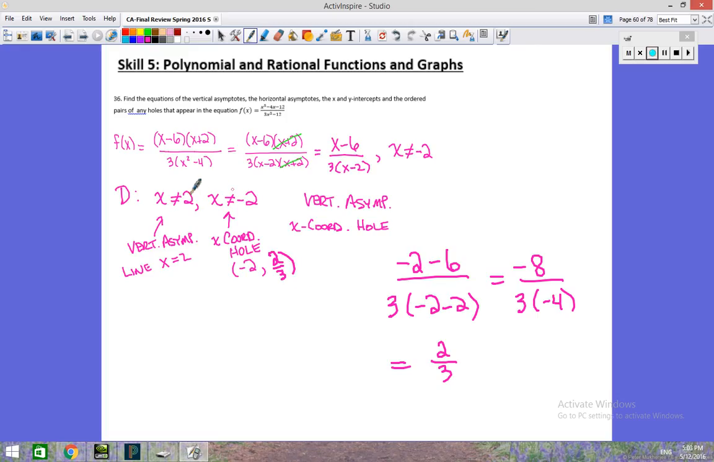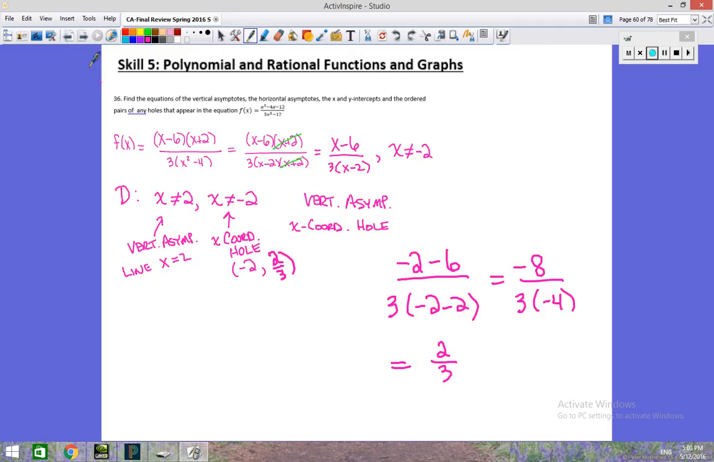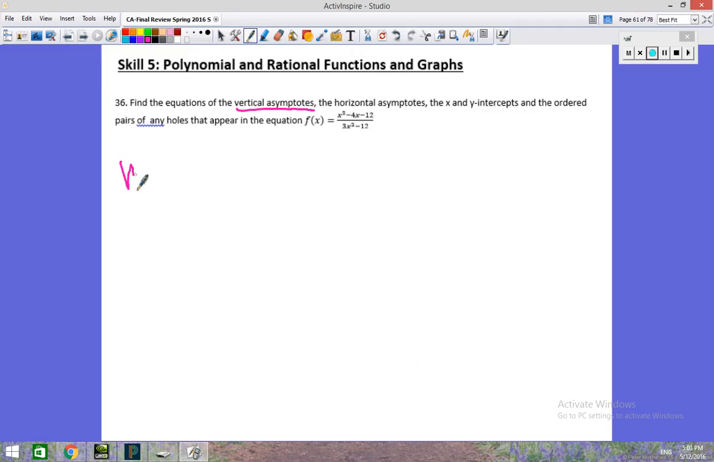So, the values that got excluded from the domain were either a vertical asymptote or the x-coordinate of a hole, or both, or one or the other. So let's make sure now that we try to answer these questions. Did we find a vertical asymptote? Yes, it had a vertical asymptote, and that vertical asymptote was the line x equals 2.